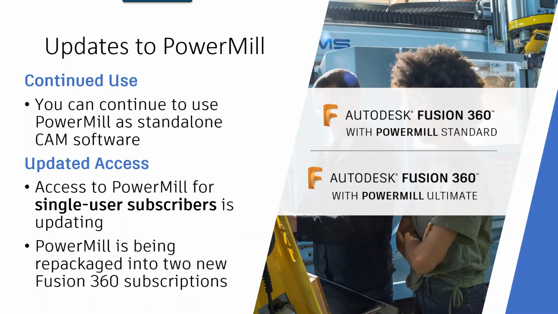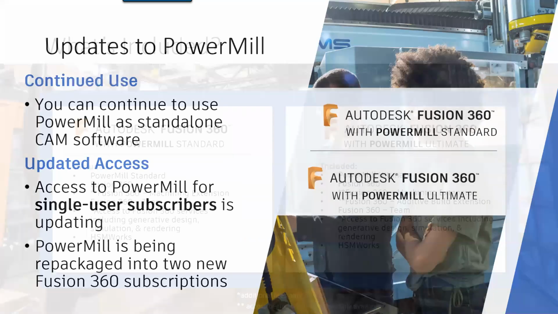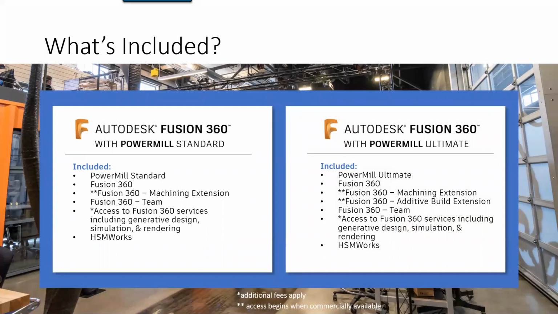If you go to the Autodesk website and you're interested in PowerMill, you'll see that there are two different packages, right? You'll see an Autodesk Fusion 360 with PowerMill Standard, and then an Ultimate version. A common question I get is, what's included in either? For the most part, the biggest difference is that you get PowerMill Standard on the standard one, PowerMill Ultimate on the ultimate one. But apart from that, you also get the additive build extension, right?